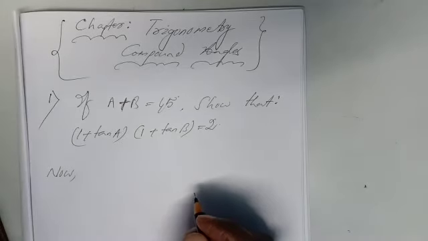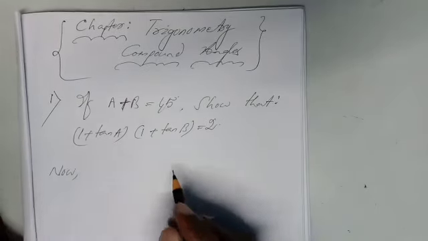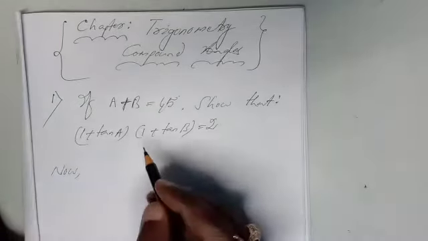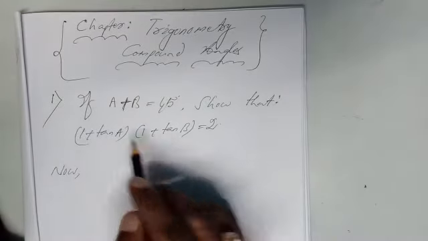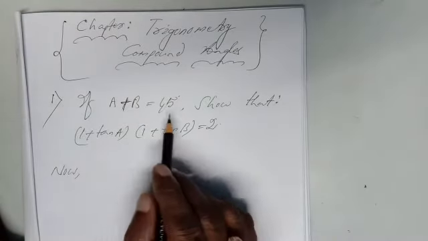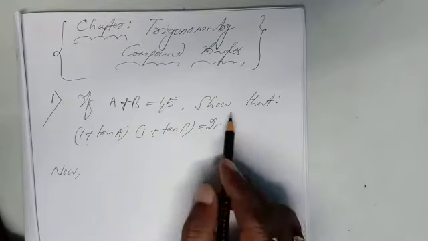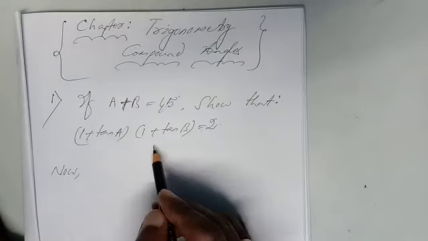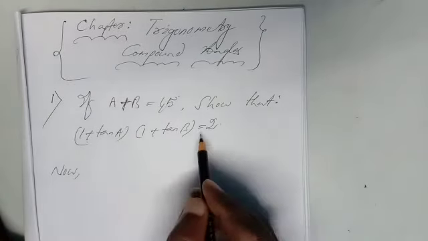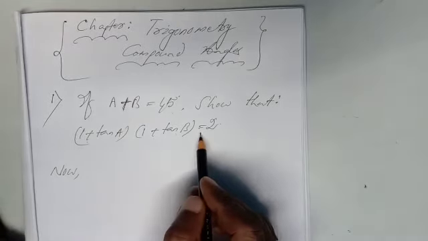Hello students, let us go to the chapter trigonometry, that is compound angle, for class 11. I am taking the question from the book ML Aggarwal for your ISC board. If a plus b is equal to 45 degree, then prove that (1 plus tan a) whole into (1 plus tan b) is equal to 2. You have to prove it.